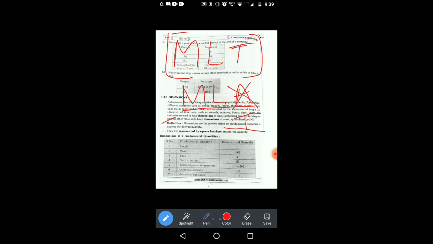The first one is length, very important. Second one is mass. It means you have to remember length is represented by letter L, mass is represented by letter M, time is represented by letter T. Dimension means you have to make bracket, that is also important. Electric current is represented by letter I, thermodynamic temperature is represented by letter K or theta, luminous intensity is represented by letter C, amount of substance nil. It means there is no dimensional formula.